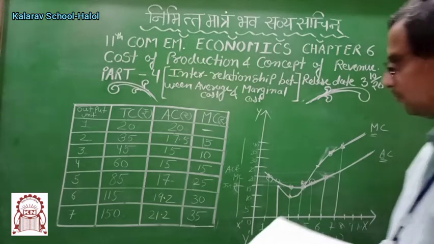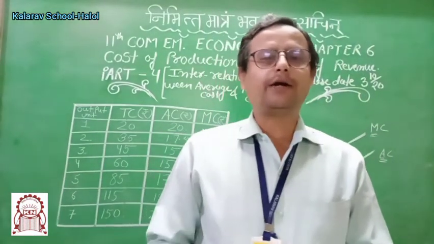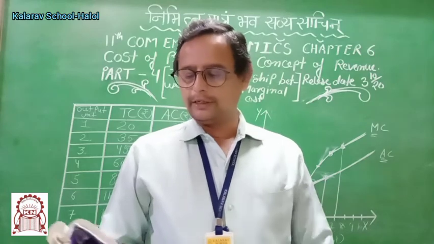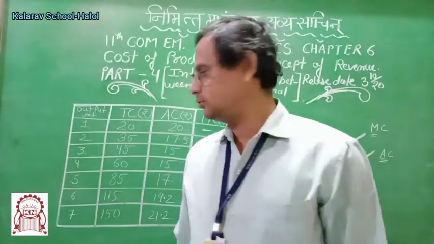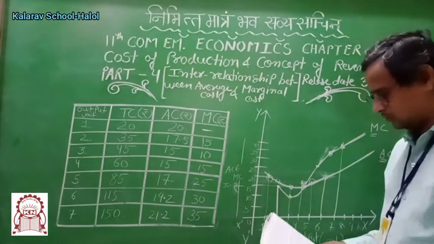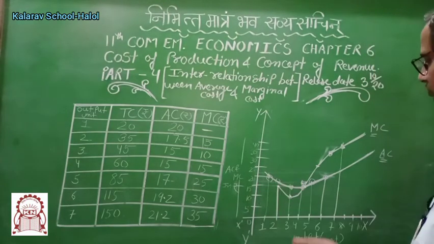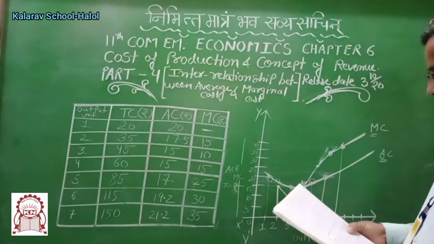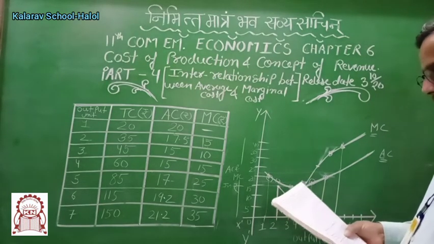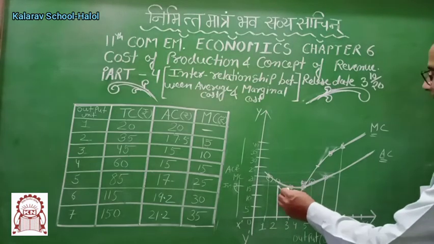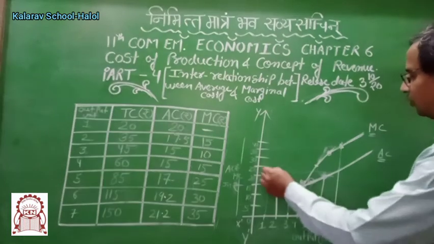Okay, now I already explained the schedule and graph. Now let's see the relationship between them. See, initially average cost decreases. So you can see here, initially average cost is decreased. Okay, then marginal cost also decreases. Marginal cost decreases more than average cost. And that is why when the marginal cost curve is decreasing, it remains below the average cost curve. And due to that reason, your marginal curve is below the average.